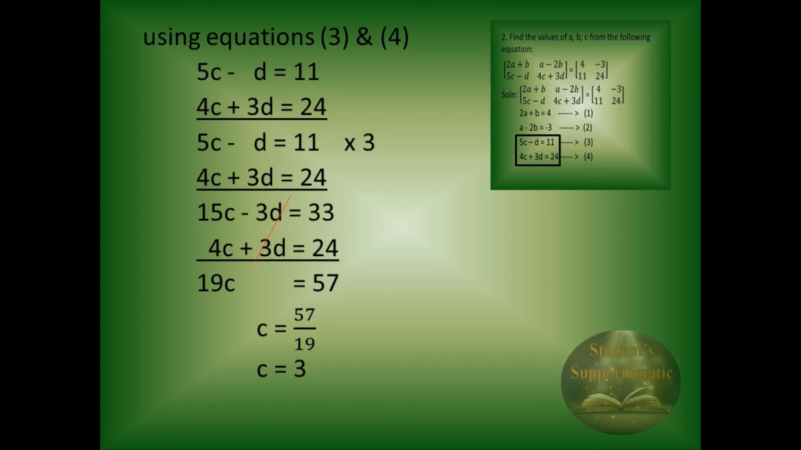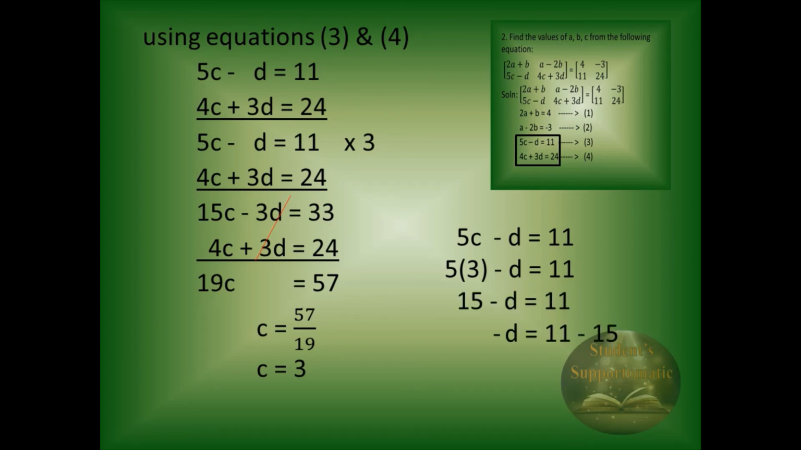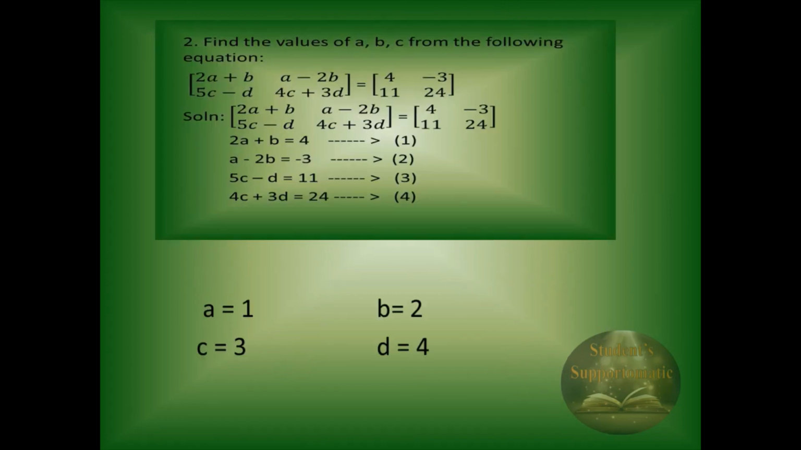Next, substituting this value in any one of the equations, we will get the value for d. So 5c minus d is equal to 11. The c value is 3, so 5 into 3 minus d is equal to 11, and that is 15 minus d is equal to 11. So minus d is equal to 11 minus 15, that is minus d is equal to minus 4. If minus d is equal to minus 4, then d is equal to 4. Both negatives get cancelled. So d is equal to 4.